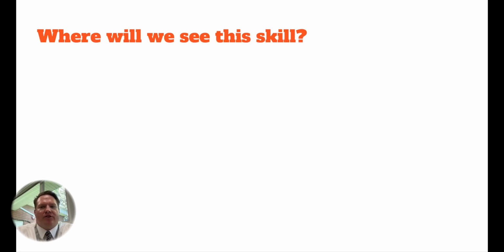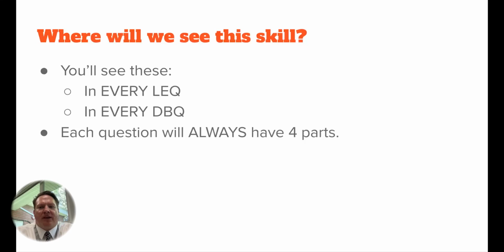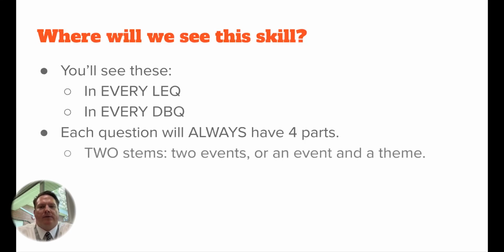So you'll need to use this skill every time you're given a long essay question or a document-based question. Fortunately, the skill needed to break down each of those types of questions is the same. Each question has 4 parts you need to identify. The first 2 are the stems, or the specific historical events or processes you're supposed to build an argument around.